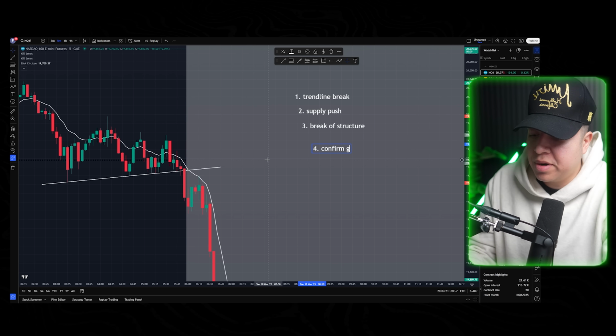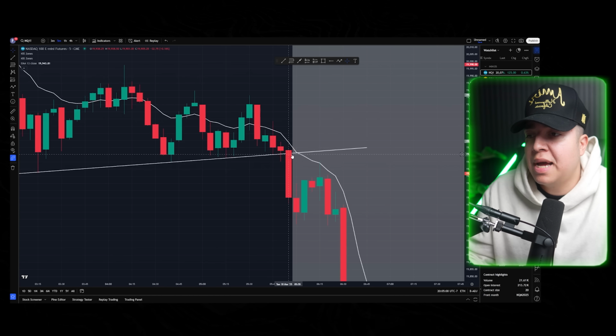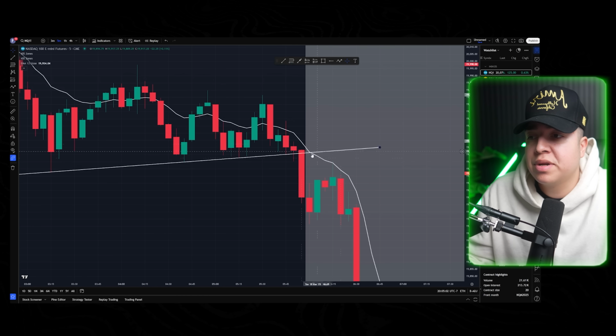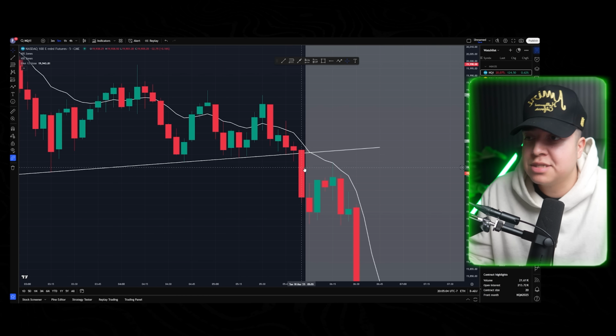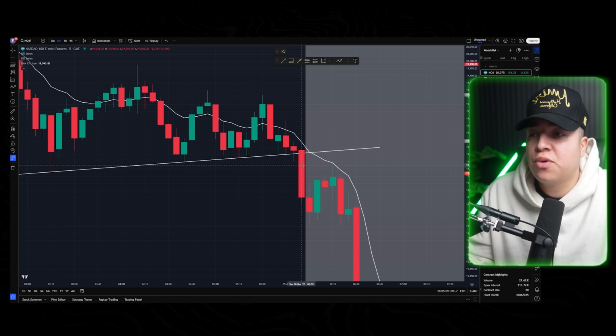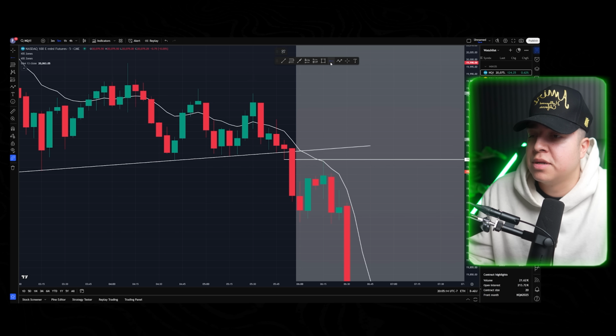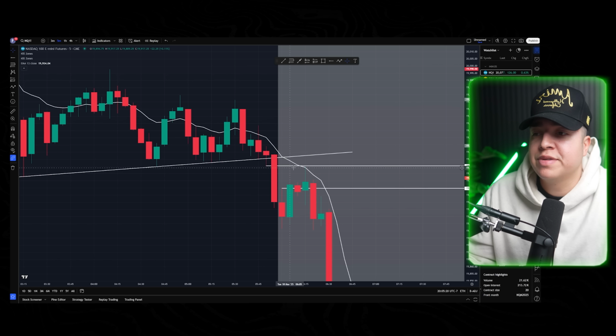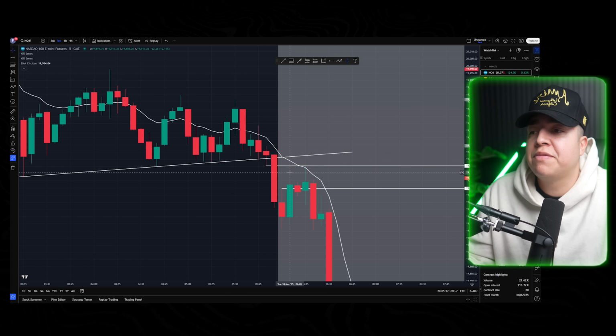Now let's go to number 4. Confirm gap in the market. So let's zoom in to our supply push and see if there's a gap in the market. There's no wicks to the left or the right, so let's confirm it. Let's get a horizontal ray. We're gonna go to the candle before the one that we think has the gap. So it's this one. Put it at the bottom of that wick, another ray, skip this candle, go to the third one, put it at the top of the wick. Now we have a space in between the lines, meaning that we have a gap in the market.